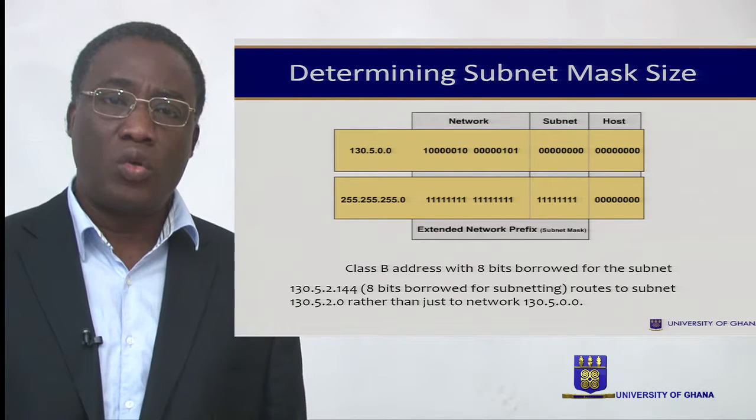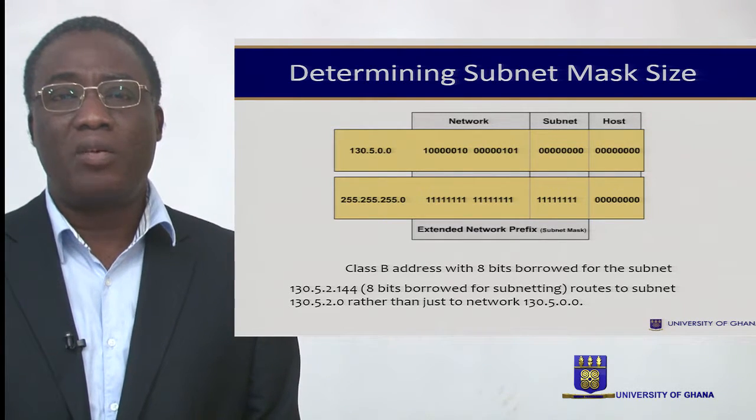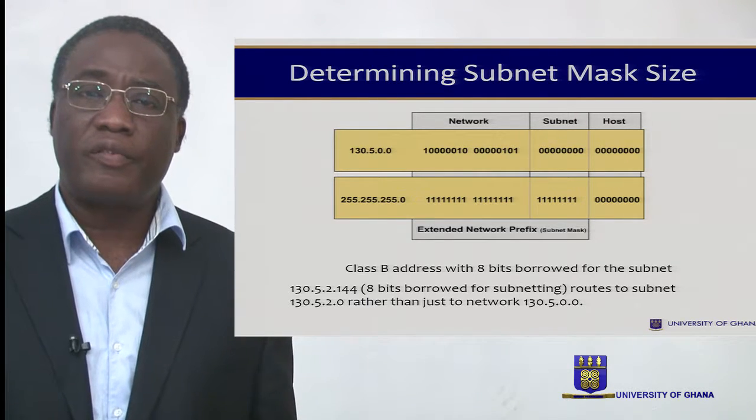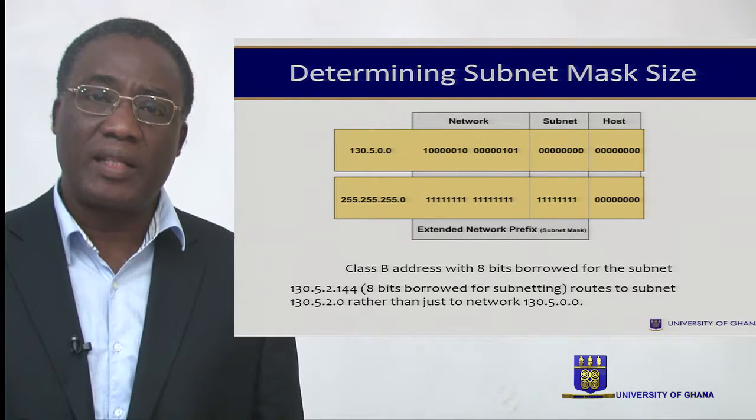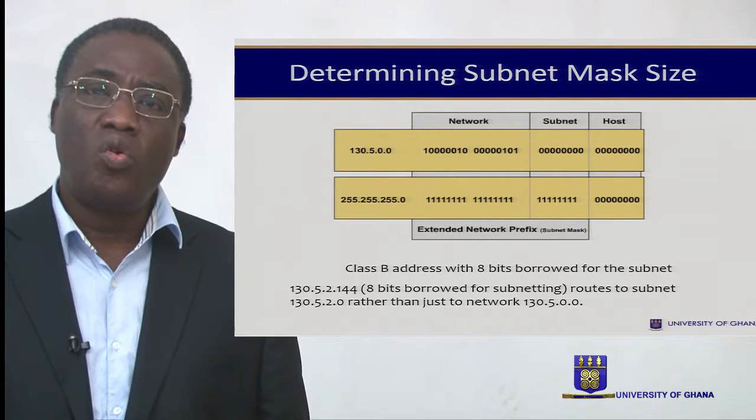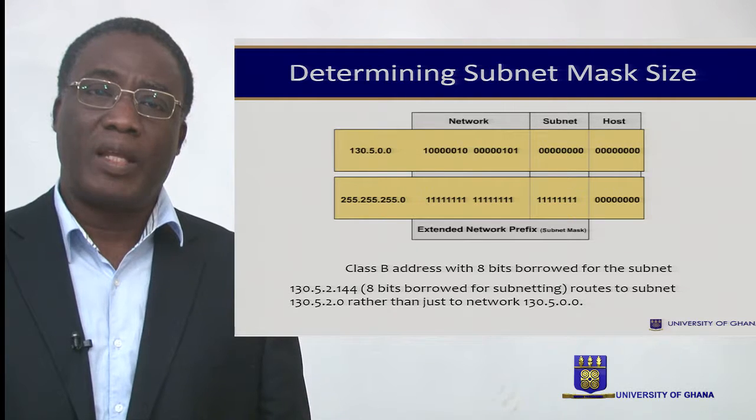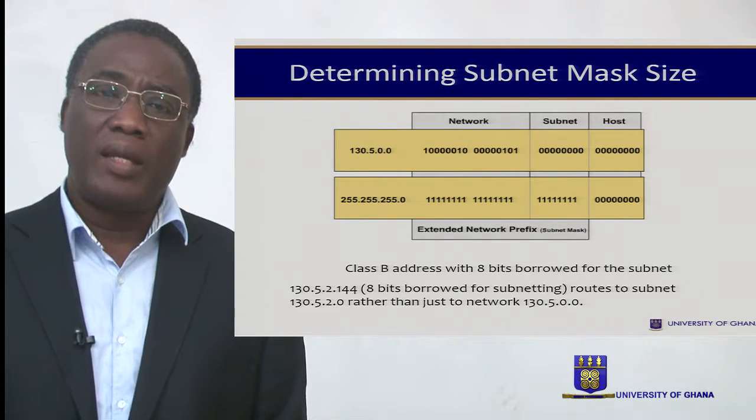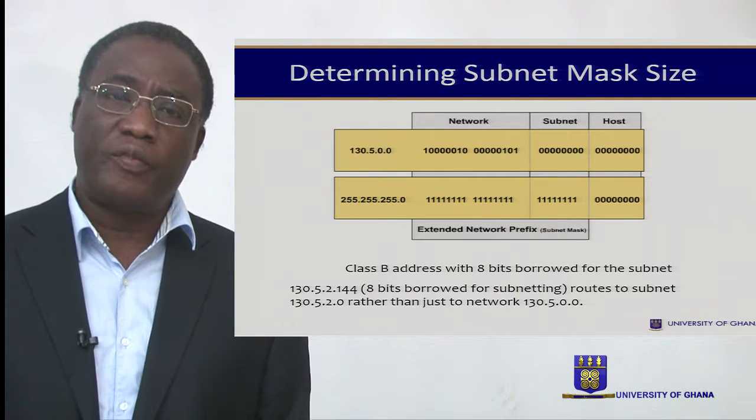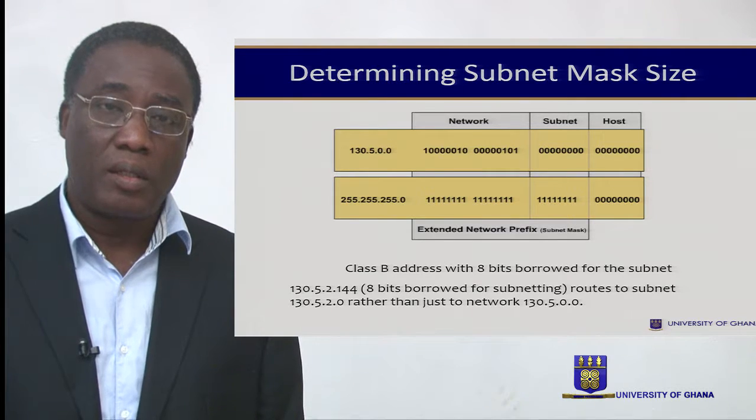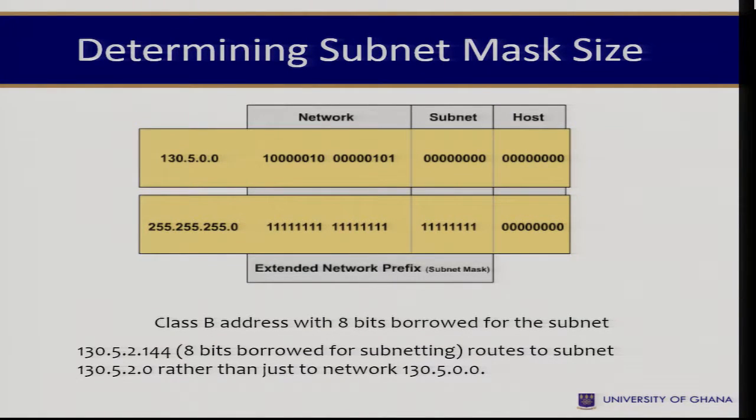If you need 20 hosts on a particular subnet, then of course, you don't need more than 5 bits to represent that, because 2 to the power of 5 is 32. So that gives you more than enough host addresses on that subnet, which means you can borrow all the rest and leave only 5 bits on the host part.